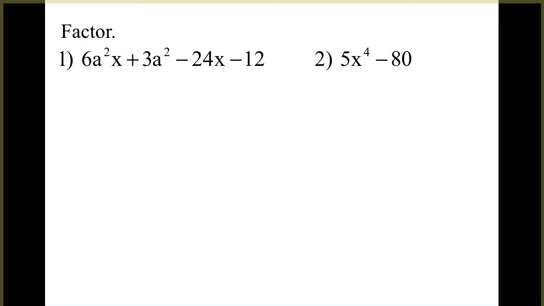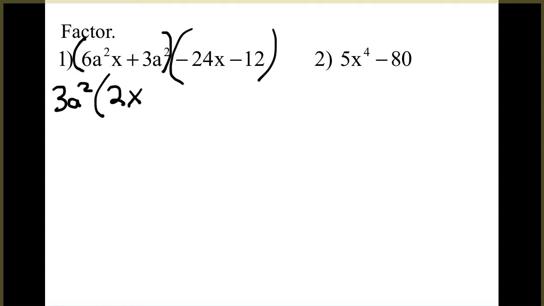Alright, so now going through on number 1, we're going to look at what do we have. I have 1, 2, 3, 4 terms. So when I have 4 terms, I'm going to use my, that's right, factor by grouping. So, group my polynomials, see if we can pull common factors out. I'm going to pull out a 3a squared, and I am left with 2x plus 1.